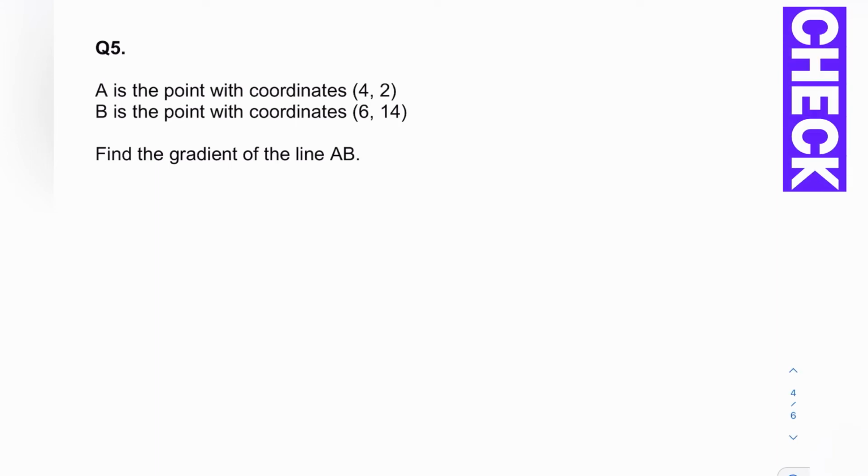Okay, so having a look at question 5. Again, I would start by drawing a quick sketch of these coordinates. My first one is at 4, 2, and this is coordinate A. My second one is at 6, 14, and that is coordinate B.